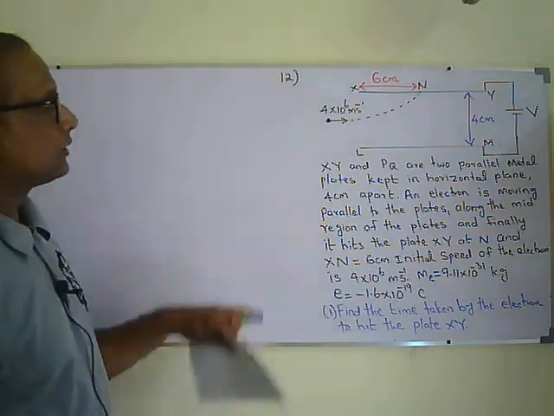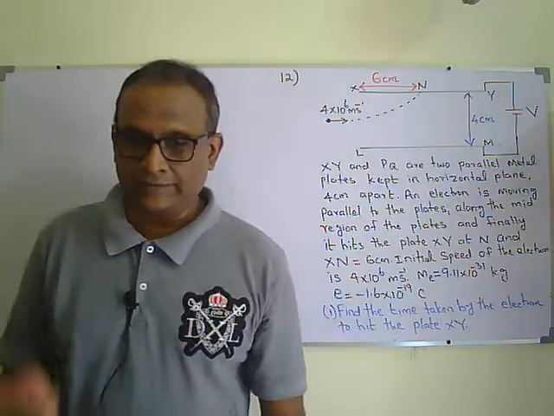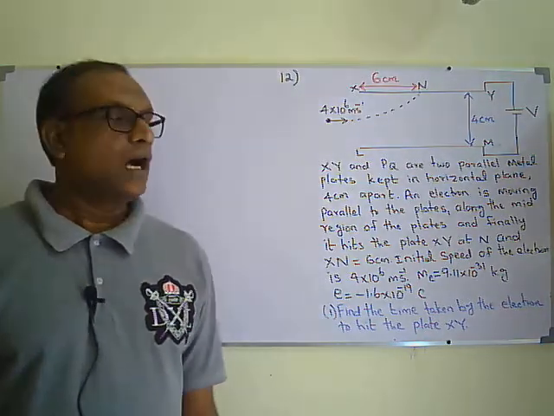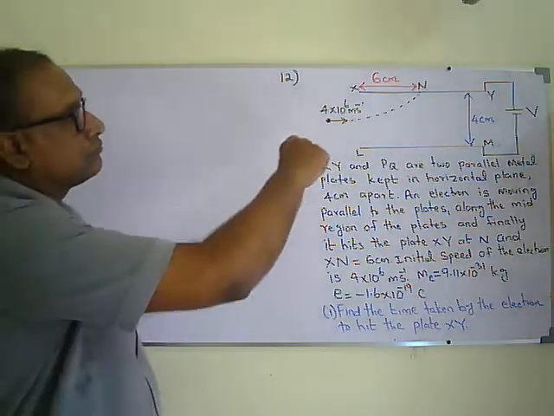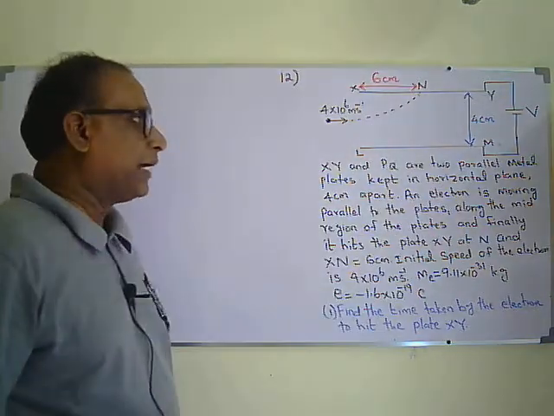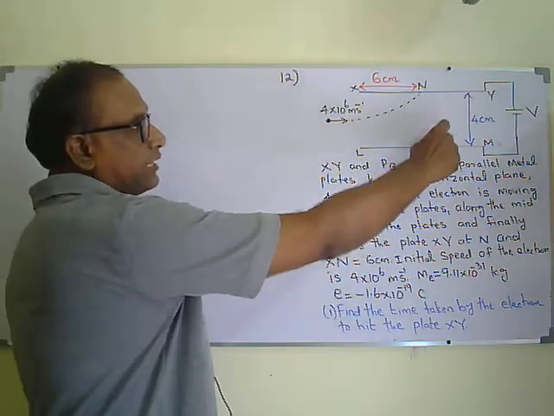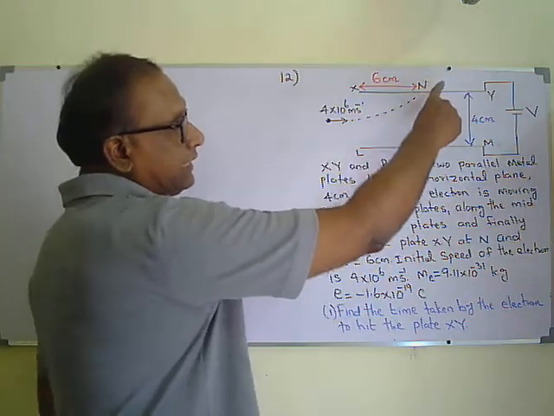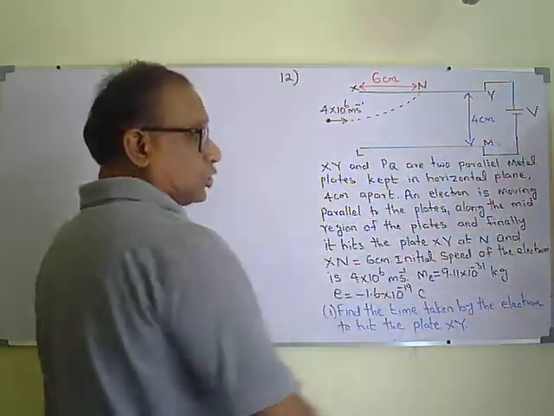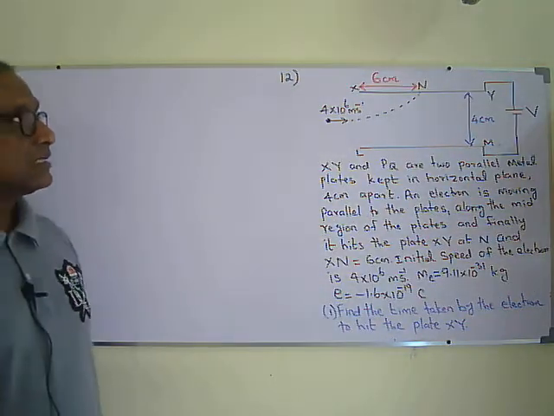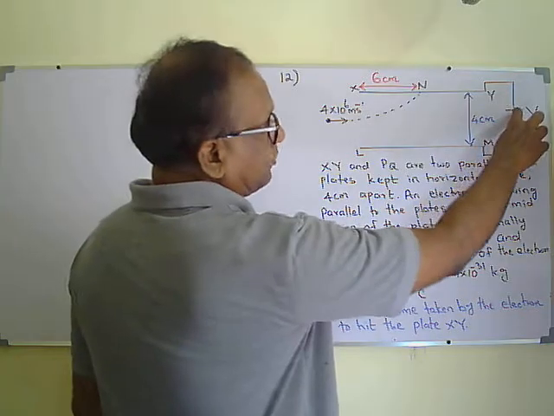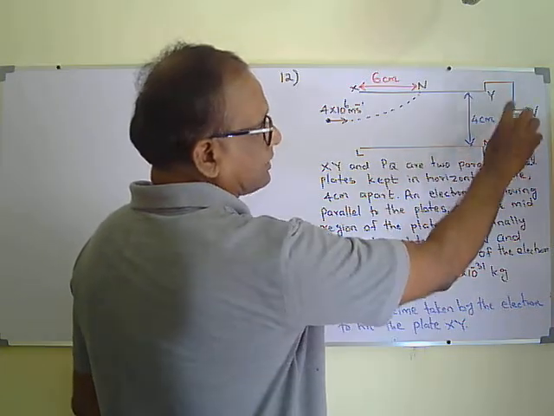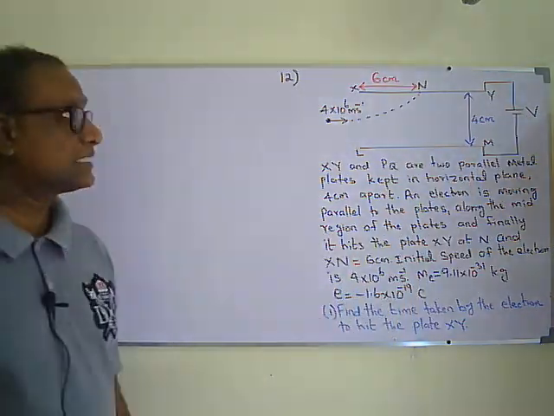So this is the 12th question. The previous one was the 11th one. Here they are saying XY and LM are parallel metal plates kept 4 centimeters apart, and the voltage across them is V. It's an unknown, not given. This is the positive plate because it's the positive terminal, and this is the negative plate because that's the negative terminal of the DC power supply.